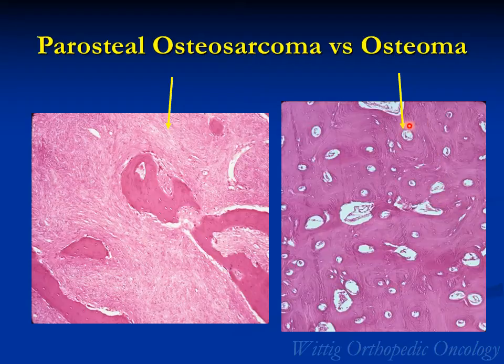You can see the mature haversian systems around the haversian canals, laid in a concentric manner, very mature and organized. This is fibrous tissue with islands of immature woven bone or trabeculae being produced by the islands of fibrous tissue. There's no osteoblastic rimming.